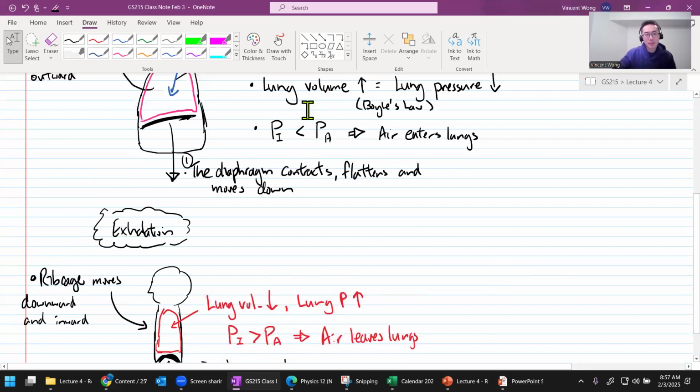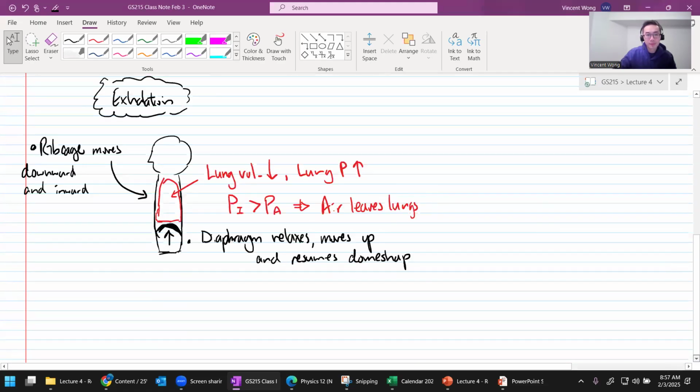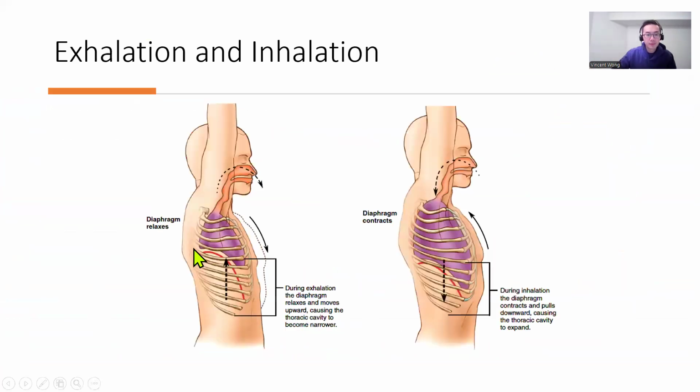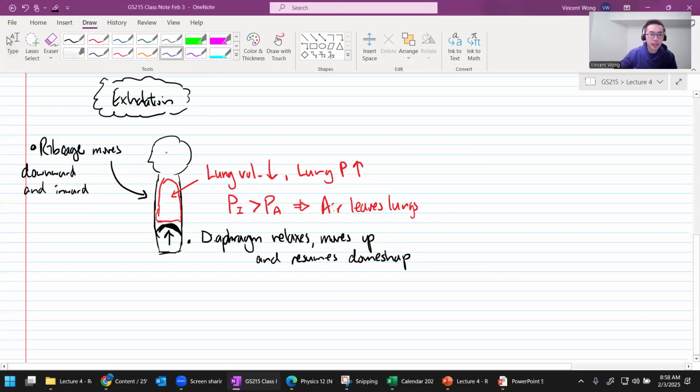Just the same as before, but opposite. So that's breathing in and breathing out. Any questions? Okay, no questions. Very good. This is what it looks like. You can see on the left, we have exhalation with the diaphragm moving up and the ribcage coming in, and inhalation is the other way around. It's basically what we drew here. I forgot to put the air arrow there. It's breathing out.